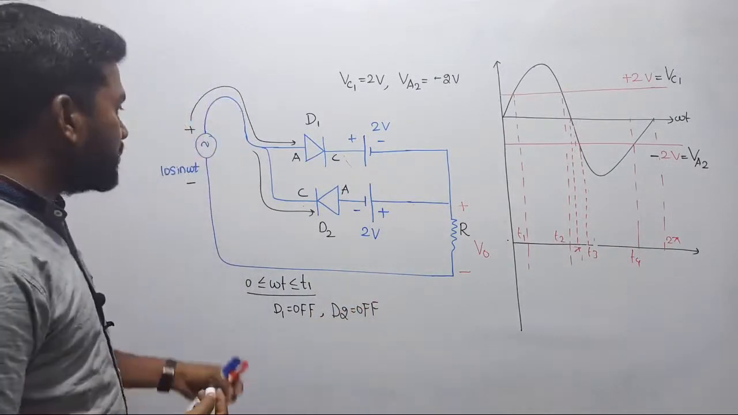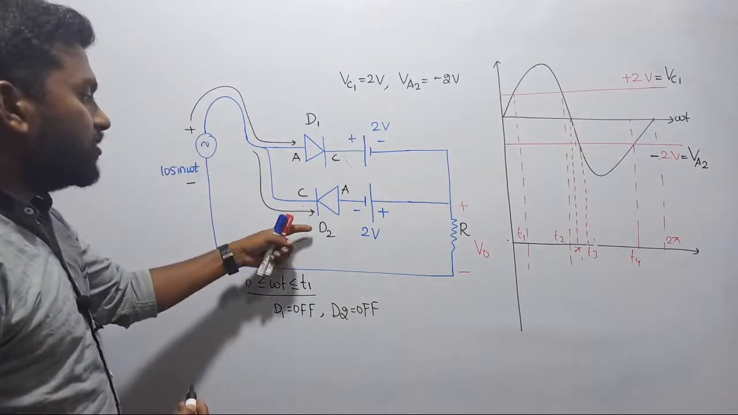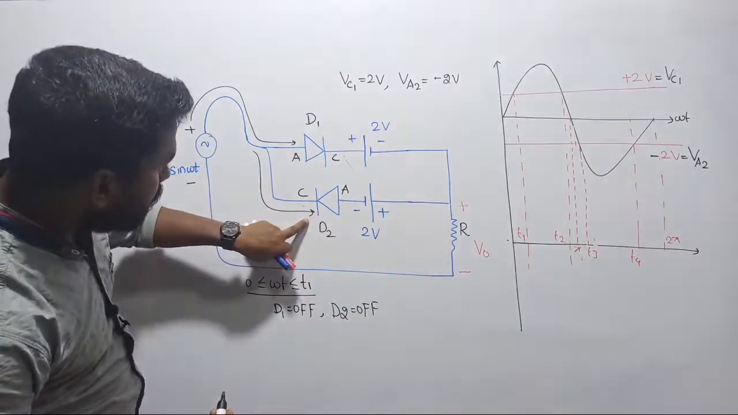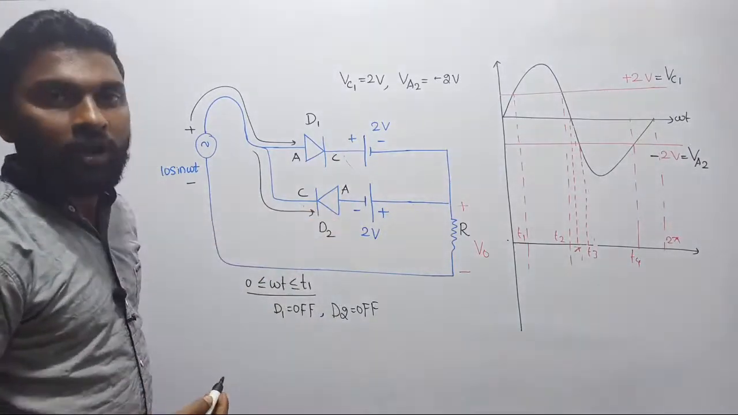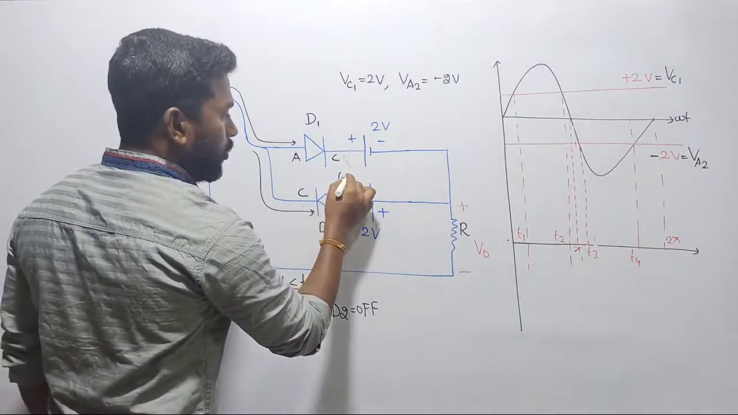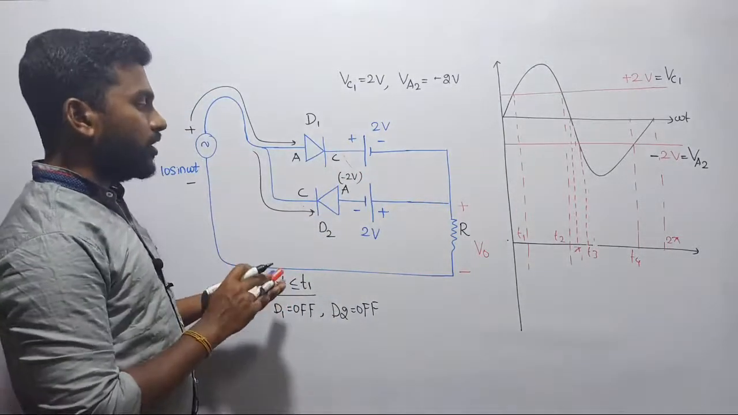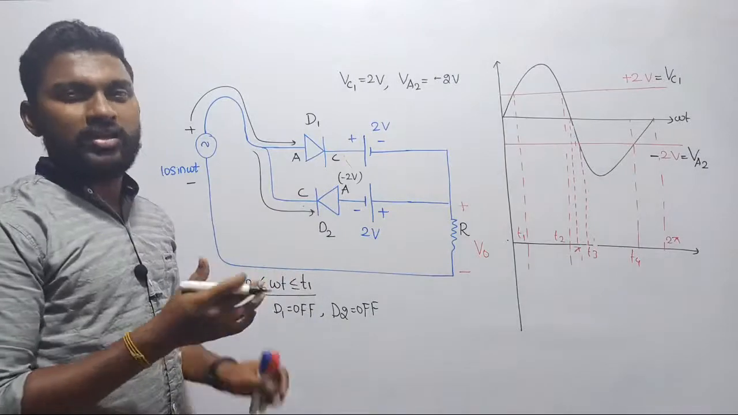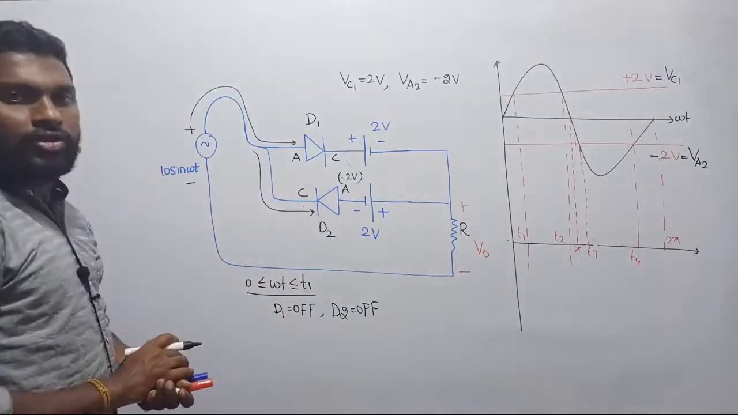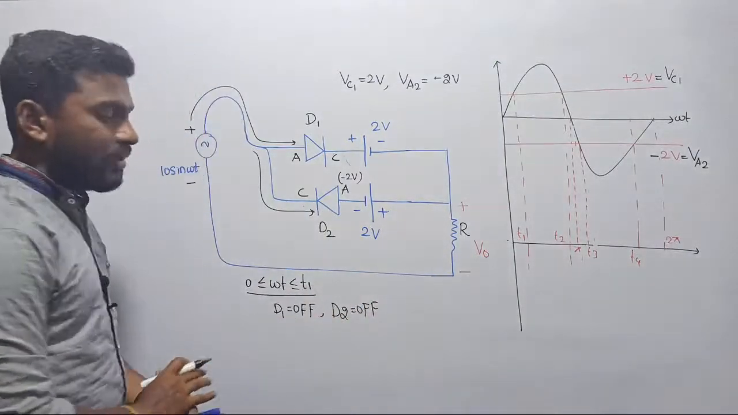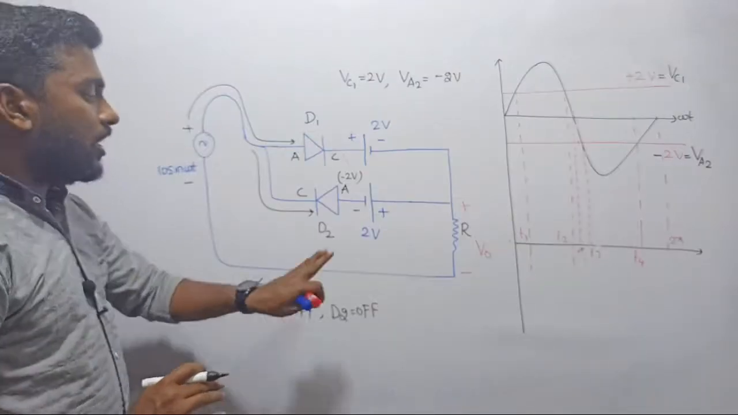Why is it turned off? Because the voltage that I am injecting across diode D2 is greater than the value of the anode voltage, right? Across the anode I have a negative voltage, sir, but across the cathode we are injecting 0, 0.1, 0.2, 0.3, and so on, some positive voltages. So the conclusion is that in the first half cycle, D1 is turned off and D2 is also turned off.